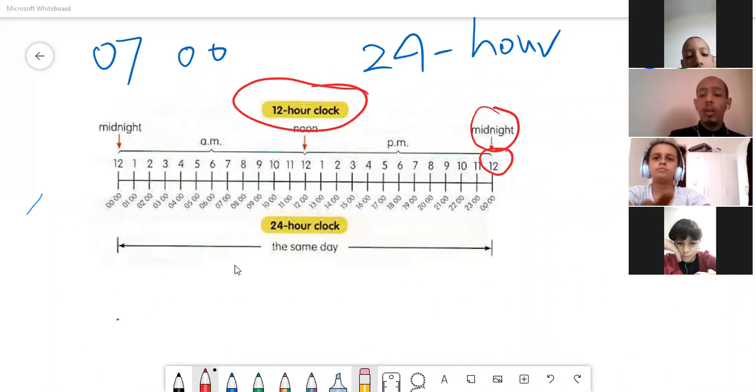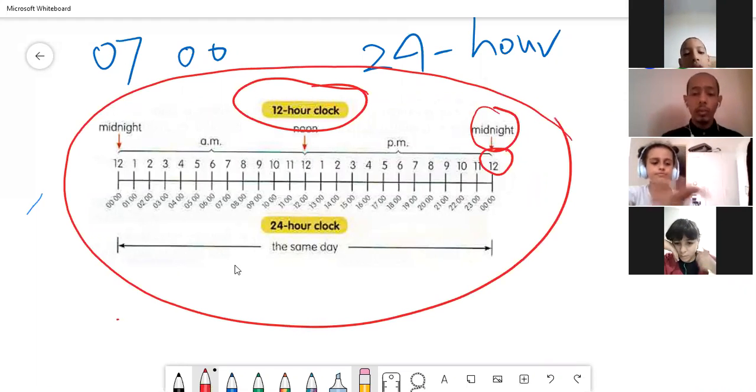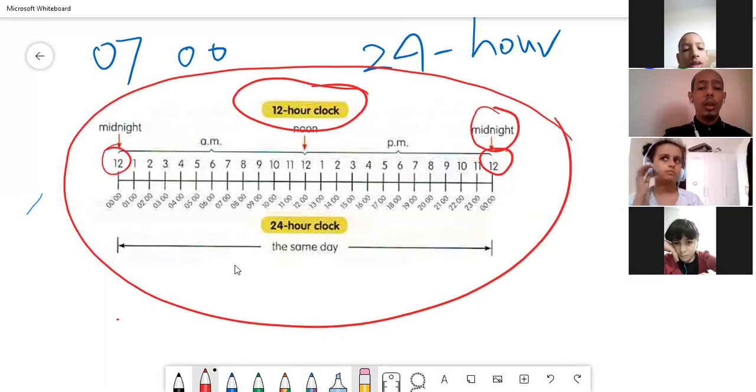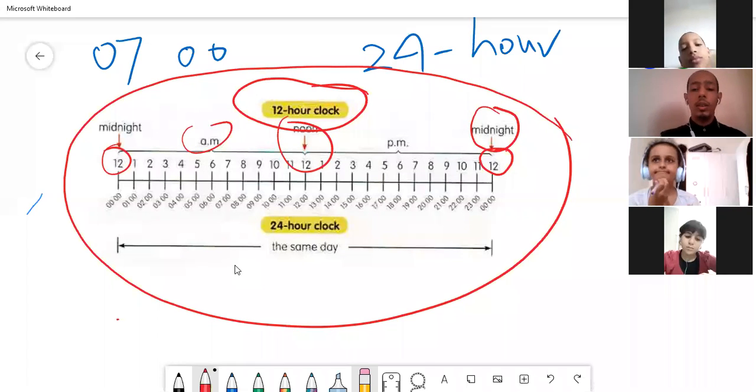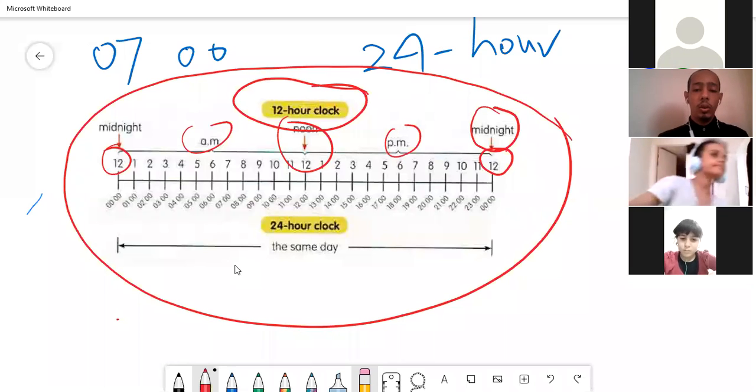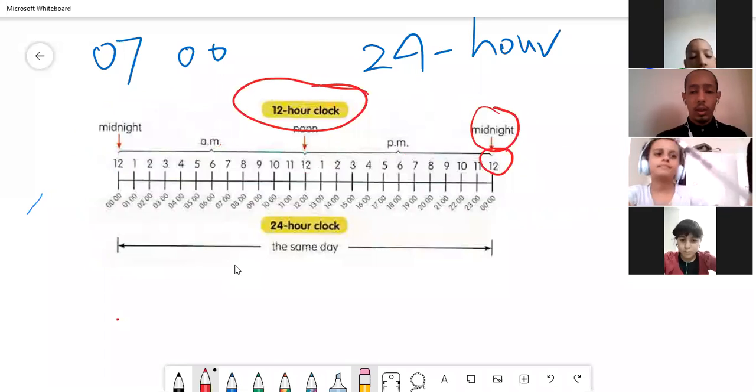Okay, so you can see this is the whole day and night in the 24-hour clock and the 12-hour clock. For the 12-hour clock, we start with 12 midnight, which is AM. Then at 12 noon, PM starts. Then until we reach midnight, so we go back to saying 12 AM.